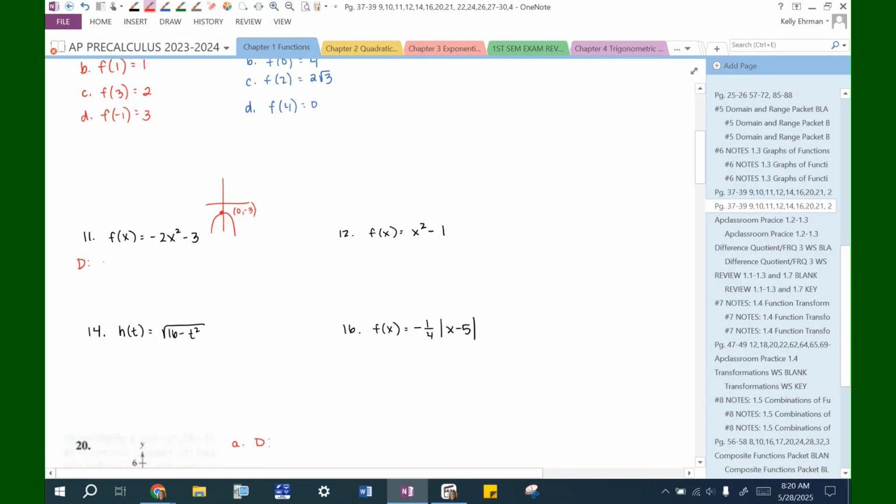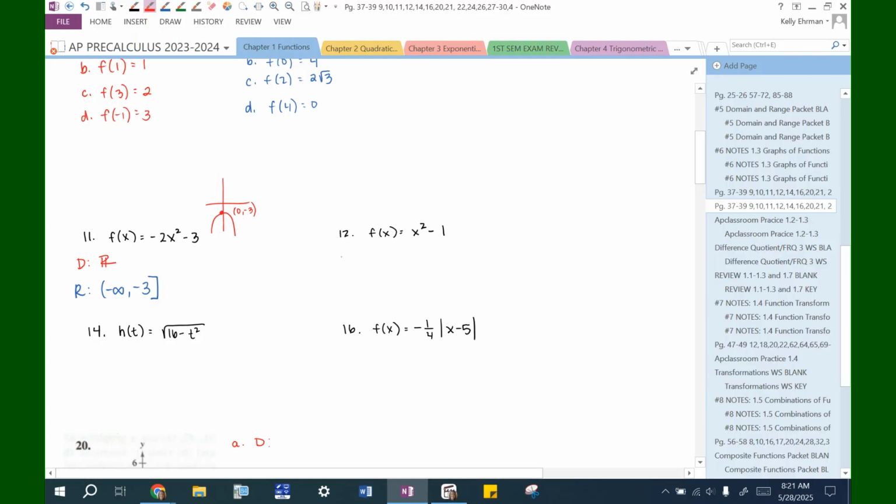For the domain, I don't need the graph. This is a quadratic, so its domain is all real numbers. There are no fractions with an x in the denominator or even roots to mess things up. For the range, well, this graph, because it's a quadratic, it has a vertex and it's opening down. So the lowest it goes is negative infinity, and the highest it will ever reach is negative 3. And we will hit negative 3. That point is on the graph.